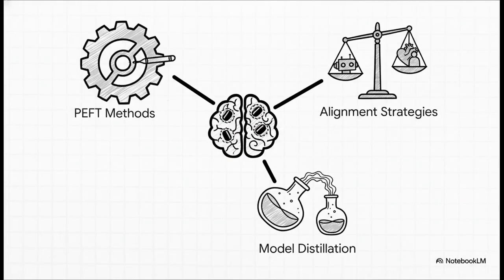And inside this PEFT world, you've got to know the tools of the trade. You'll hear about techniques like LoRA, that's low-rank adaptation, all the time. But it's also about alignment, using strategies like RLHF, reinforcement learning from human feedback, to make sure the model actually behaves the way we want it to. And then there's this really fascinating technique called distillation.